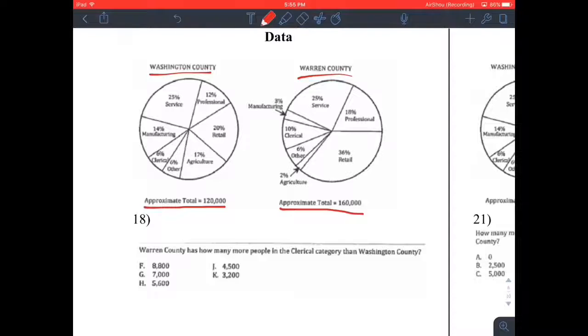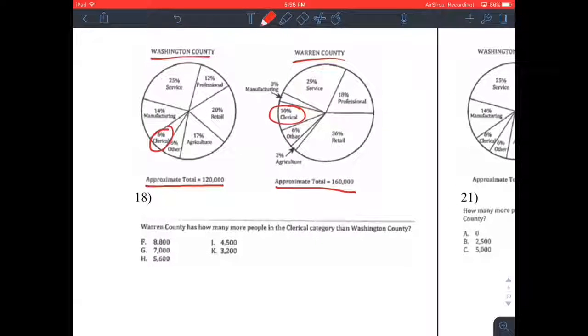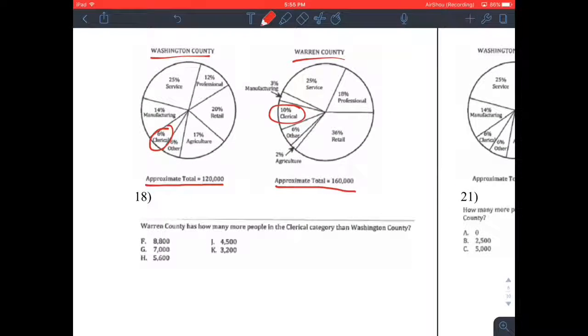Warren County, there's a question, number 18, has how many more people in the clerical category than Washington County? So clerical is here. To figure this out, we got to first figure out how many actual people are there in each of those counties that do that job. So in Washington, there is a total of 120,000 people, and of those, 6%, 0.06, are clergy. If you multiply those together, you're going to get 7,200.